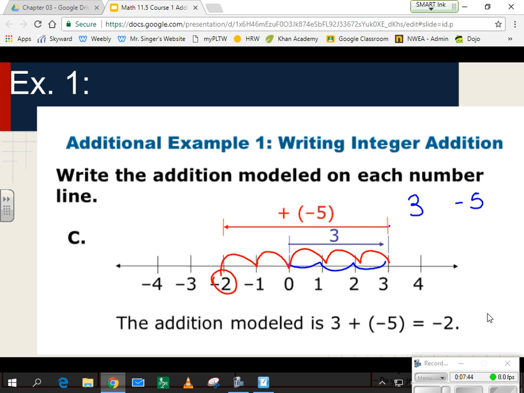Making number lines will make it so much easier for you. There's nothing wrong with drawing number lines on the side. I'd even encourage you to draw one large number line that you can use repetitively for each problem.